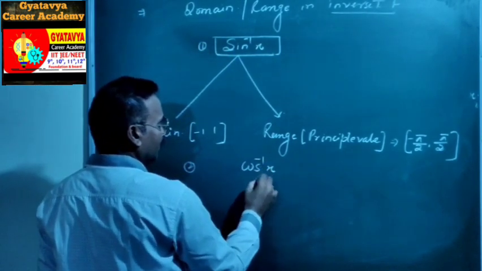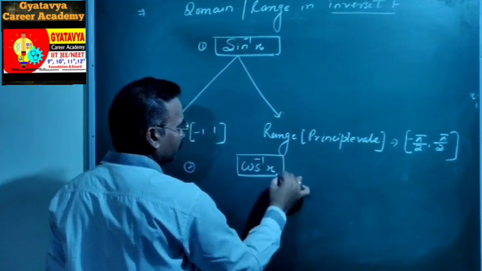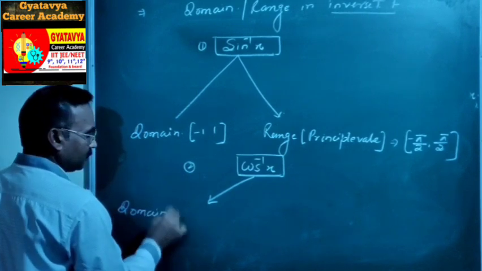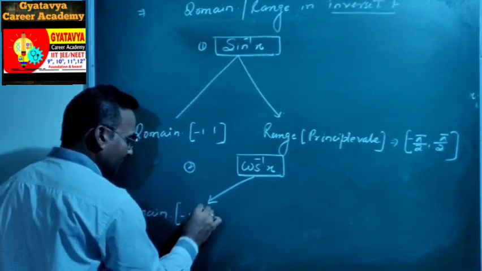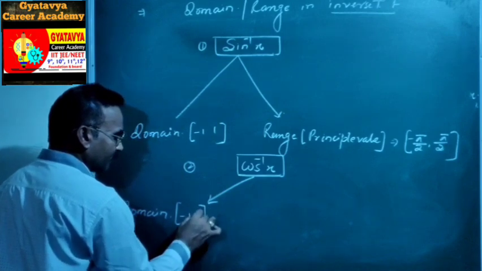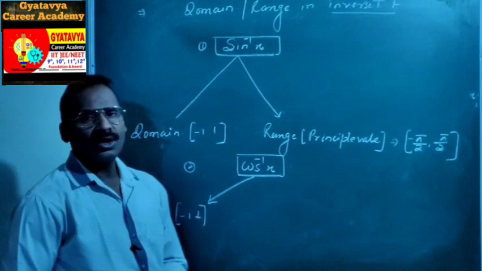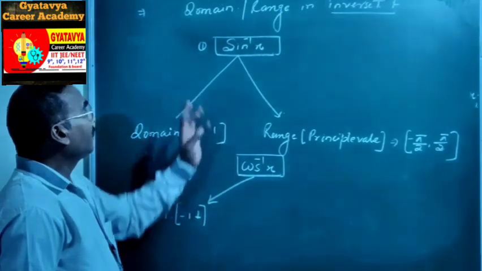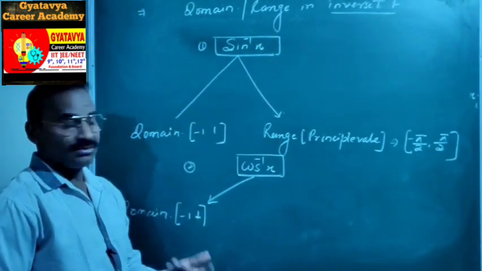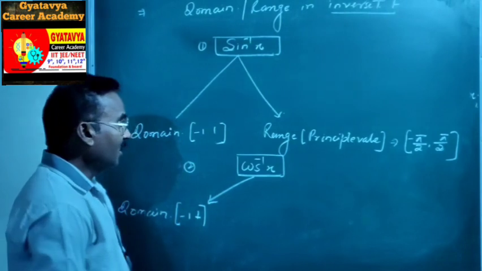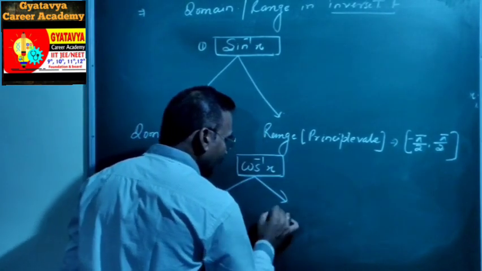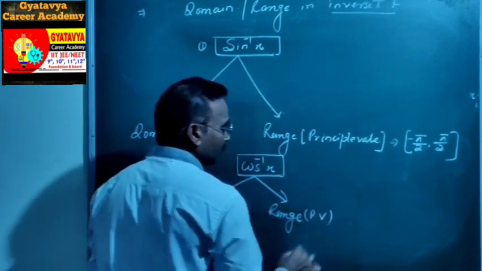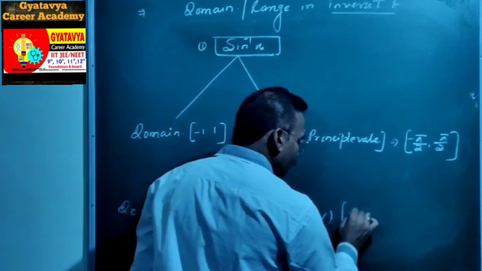Okay. Now, the second part, cos inverse x. The domain is also minus 1 to plus 1, because the minimum value of cos x is -1 and the maximum value of cos x is +1, and similarly the maximum value of sin x is +1 and the minimum value of sin x is -1. Okay, so range or principal value: 0 to pi.